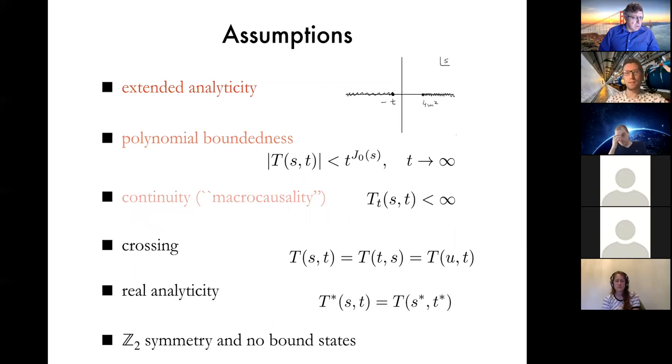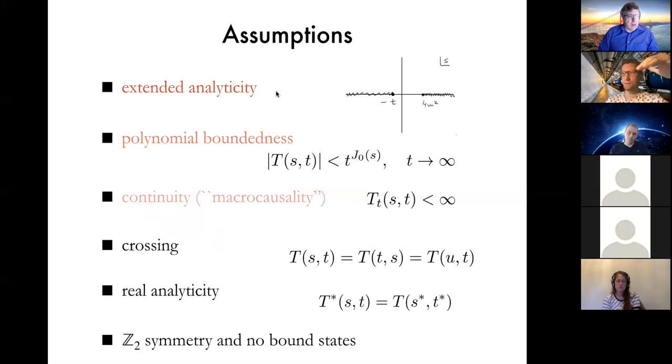Now let me list the assumptions, and I will comment more on what we assume about this function. First, we will assume what is known as extended analyticity. I will explain it now, so you don't have to understand what it means yet, but I will assume certain analytic properties, and I marked this one in red because it hasn't been proven. People spend a lot of time proving things, and this is not proven, but it's a natural assumption which seems to be consistent with general principles. It's hard to prove. It's also been used in numerical algorithms, and it seems to be a natural assumption.